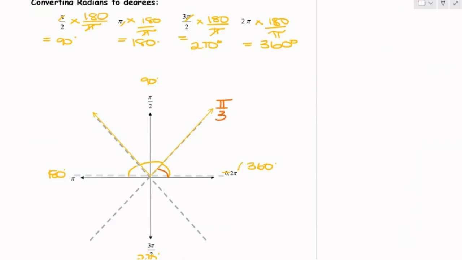If I go another third of the way, I'm going 2 pi thirds of the way. And then if I go another third of the way, I'm going 3 pi thirds of the way. 3 over 3 is just 1, so it equals pi. We can keep doing this on the bottom.